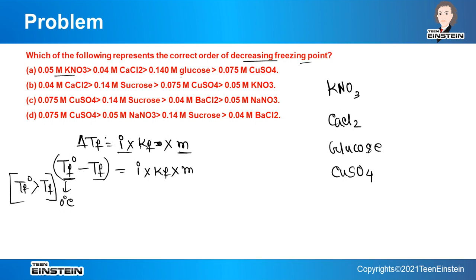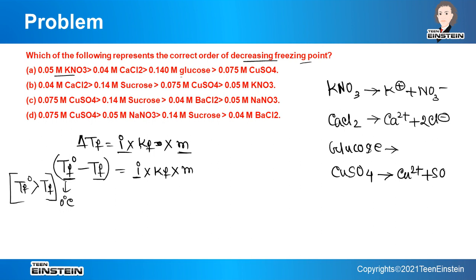Here i will be different for all these species. When KNO3 dissociates, there is K plus and NO3 minus. When calcium chloride dissociates, Ca2 plus and 2 chloride. Glucose does not dissociate because it is a non-electrolyte. When copper sulfate dissociates, copper 2 plus and sulfate ion. So the i value for KNO3 is 2 because there are only 2 particles. The i value for CaCl2 is 3. For glucose the i value is 1, and for copper sulfate the i value is 2.